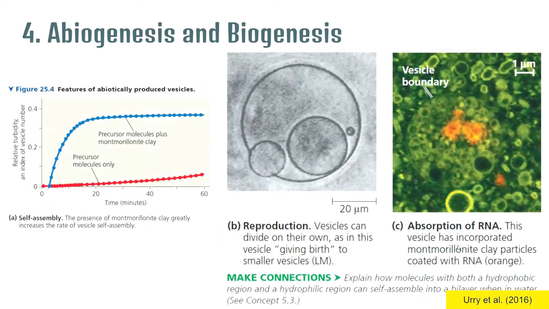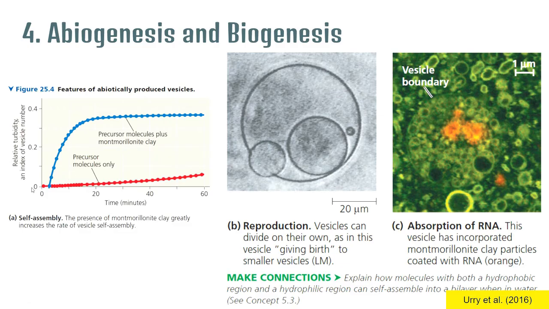Okay? Now, this diagram shows us how abiogenesis could have possibly occurred. This one was data collected on features of abiotically produced vesicles. Vesicles are what we think of as the primitive cell membrane, okay? Vesicles like this possibly are the first type of cell membrane. So they noticed that the presence of montmorillonite clay, a type of clay or soil, greatly increases the rate of vesicle self-assembly.